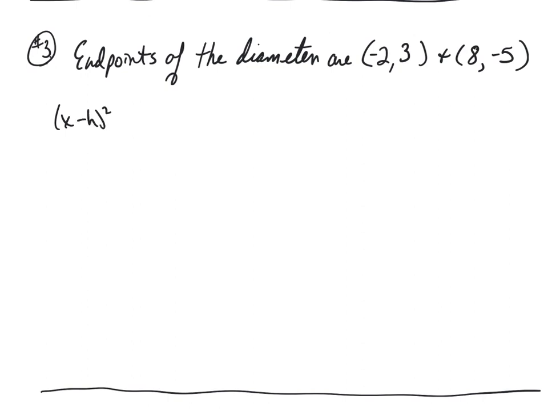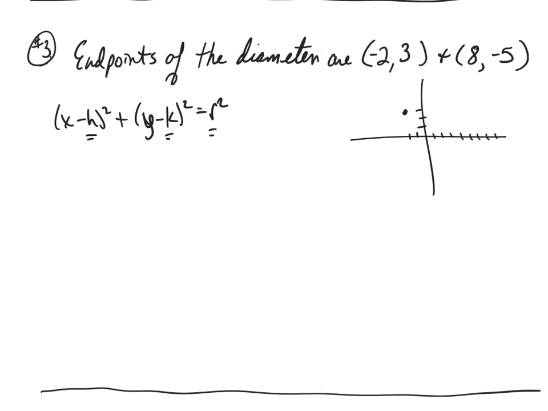All right, and so our starting point would be x minus h squared plus y minus k squared is equal to r squared. We need three things, h, k, r. We don't have any of them to start with, so if it helps, we could draw a little bit of a picture out here just to help out. One of the points of the diameter is left 2, up 3. And then the other one is 8 to the right and 5 down. So the diameter would run from -2, 3 to 8, -5.